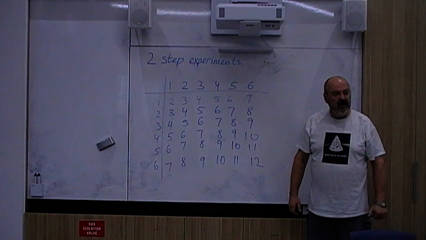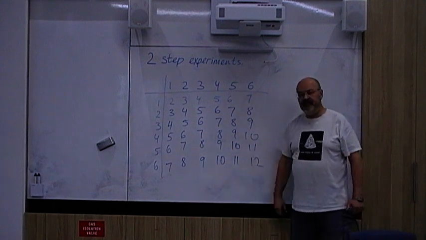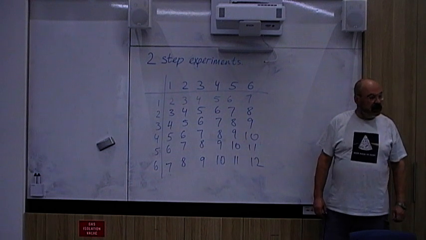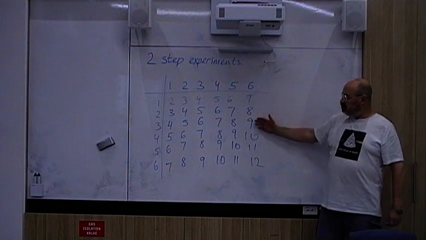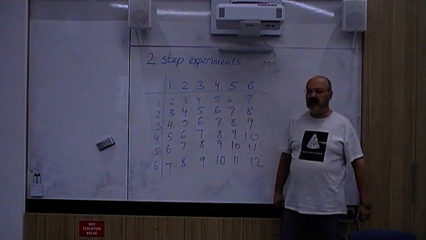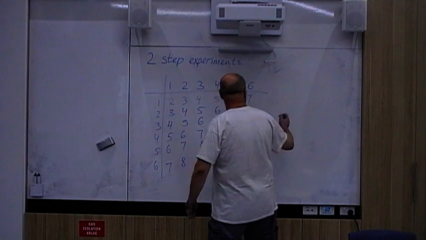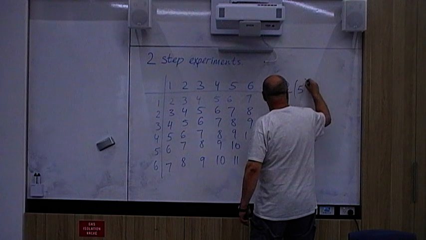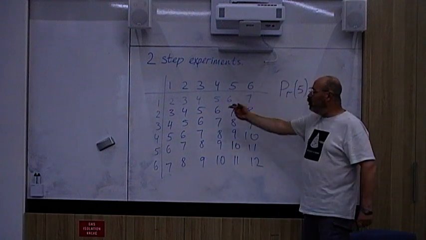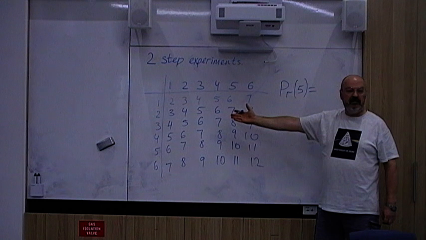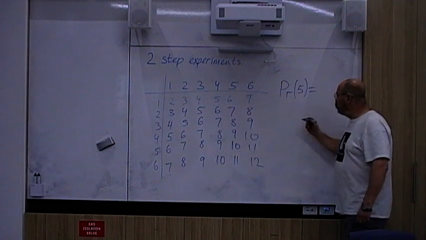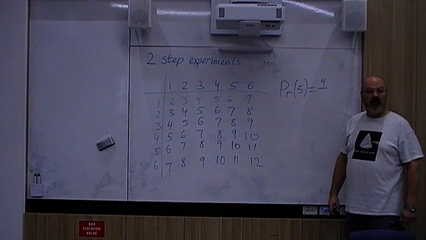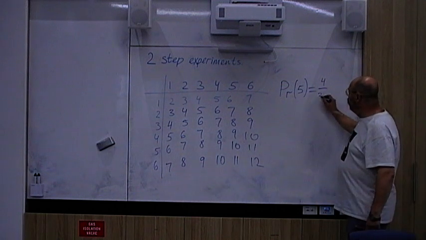How many total outcomes do we have? 36. We have 36 possible outcomes. So to find, for example, the probability of rolling 5, we need to count how many 5s we have here. We have 4 fives. So we have the number of favorable outcomes, 4, divided by the total number of outcomes, which is 36.